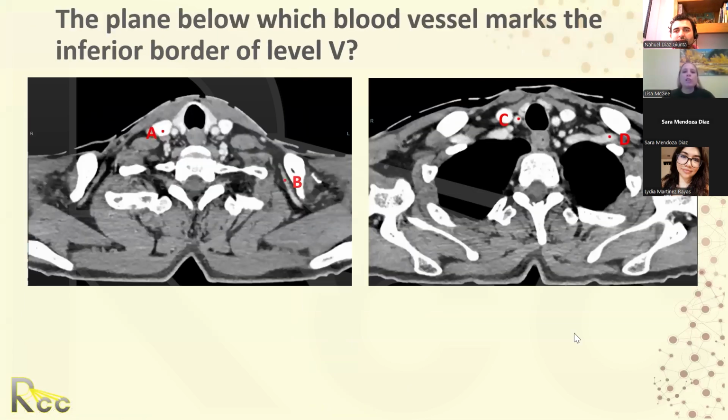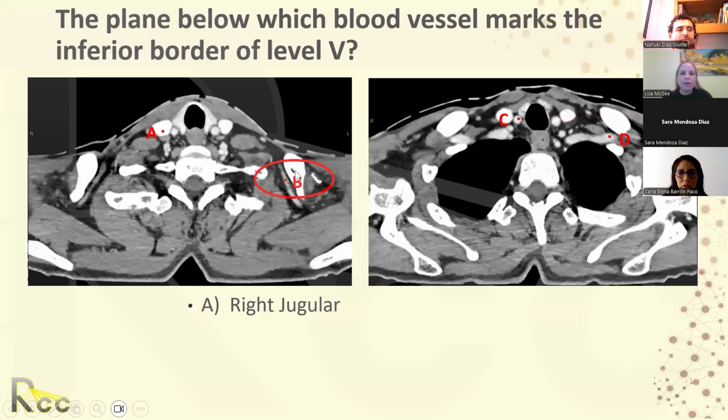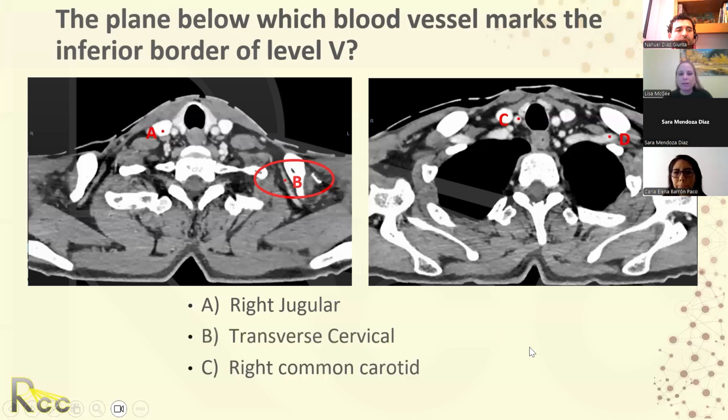The plane below which blood vessel marks the inferior border of level 5? So which blood vessel do we identify to help us mark the inferior aspect of level 5? Exactly, perfect, B. So A is the right jugular. B, we have the transverse cervical. C, we have the common carotid. And then D, we have the left subclavian.